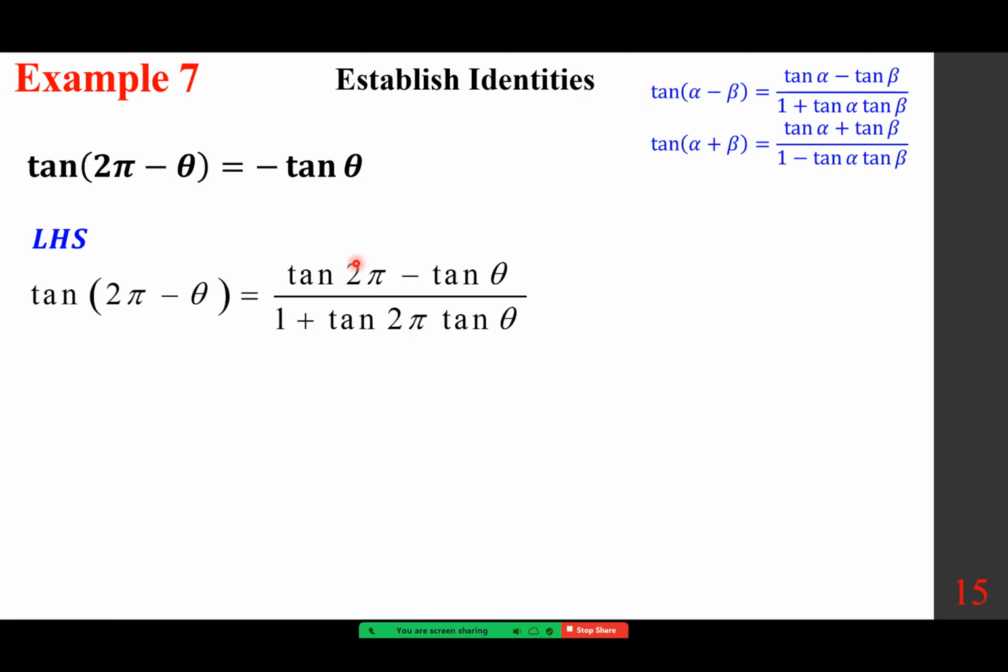All right, what is tan of 2 pi? 0. So this is 0, this is 0. You end up with minus tan theta. Okay, so let's replace it. You end up with minus tan theta over 1 because this is 0. And that's a proof. That's the right-hand side, and that's the proof.